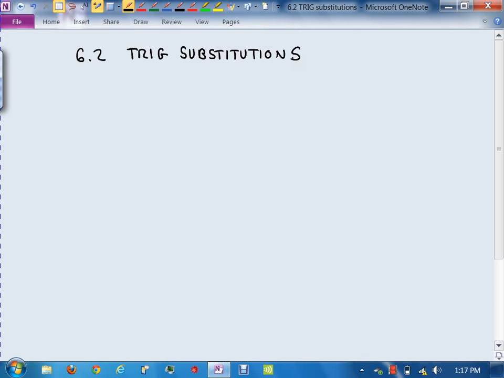These are some of my favorite integrals because they require a lot of knowledge of triangles and stuff from pre-cal. So let's start with an example. I think I want to start with this one right here: the integral of x cubed times the square root of x squared plus 4 dx.